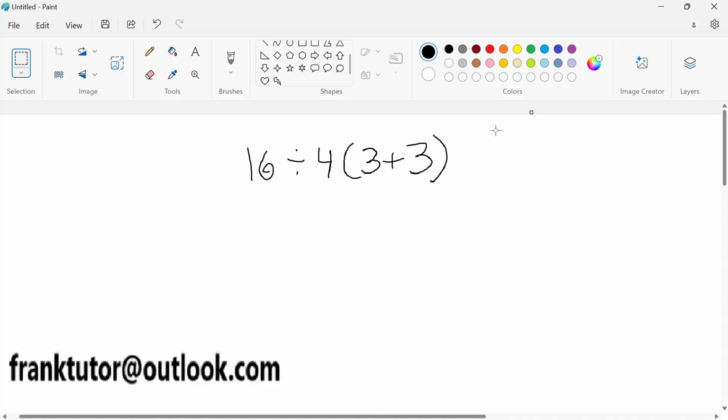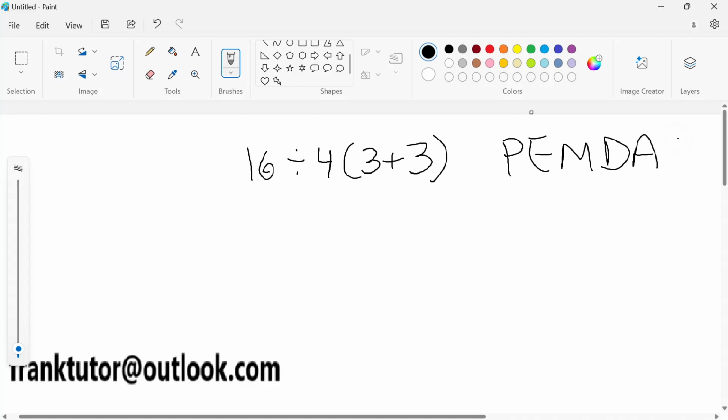So use the resource. But back to this one, 16 divided by 4 times the quantity of 3 plus 3. People will argue about it, but it comes down to PEMDAS. You must remember PEMDAS. Parentheses, exponents, multiplication, division, left to right, addition and subtraction, left to right. Multiplication and division are equal, in other words, they're the same priority, but do it left to right. Addition and subtraction, same priority, but do it left to right.